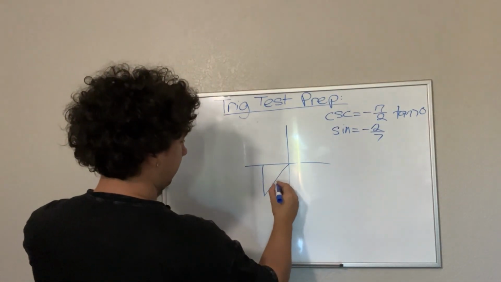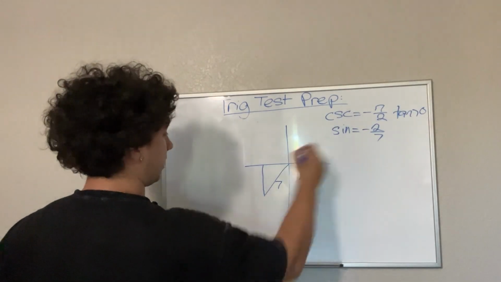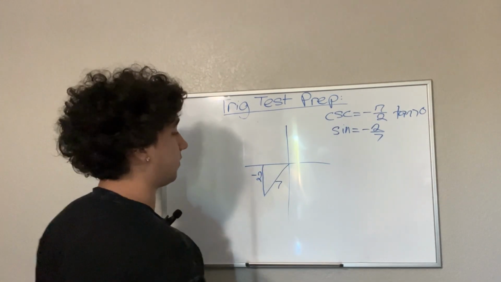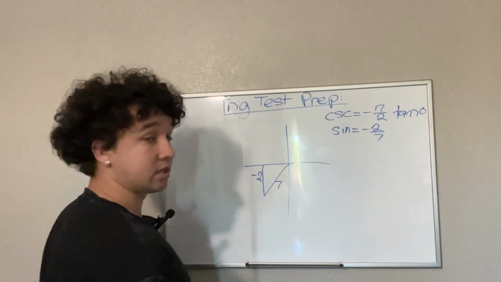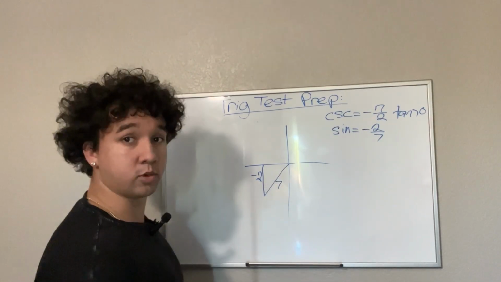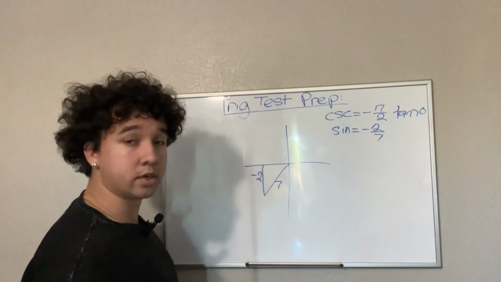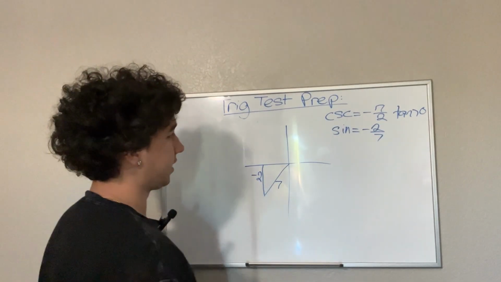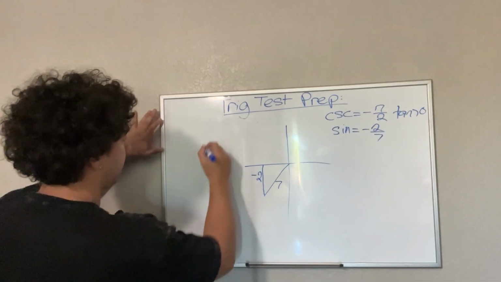Now, I know that this is 7, and I know this is negative 2. The reason why is because sine is opposite over hypotenuse. 7 has to be positive because a squared plus b squared equals c squared. 7 always is going to be positive in that case because they're both getting squared. Making this -2. So then I have to find the remaining side.